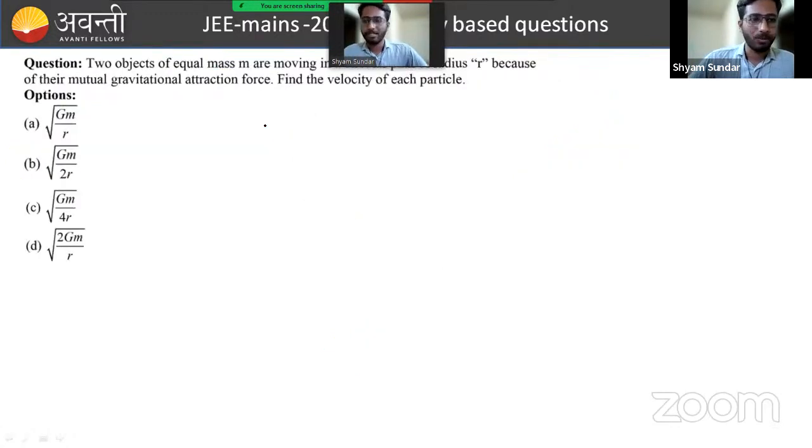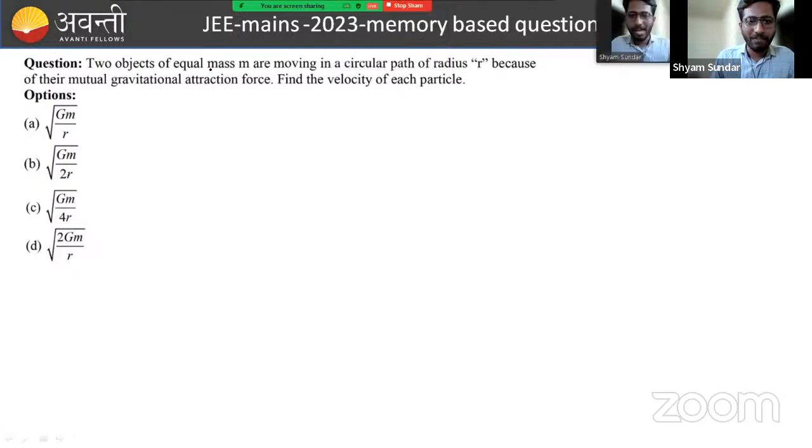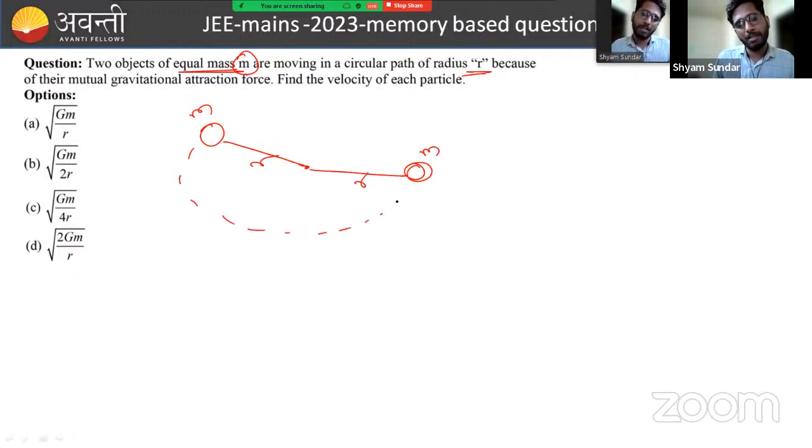Yes, chalo. Again, from gravitation, you can easily expect one question. The question says two objects of equal mass m are moving in a circular path of radius r. This is one object, and this is another object m, at a distance r, and they are moving in a circular path.